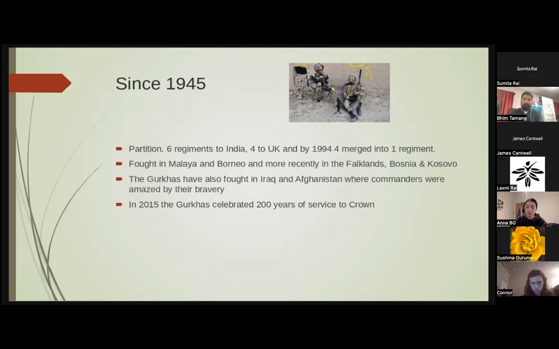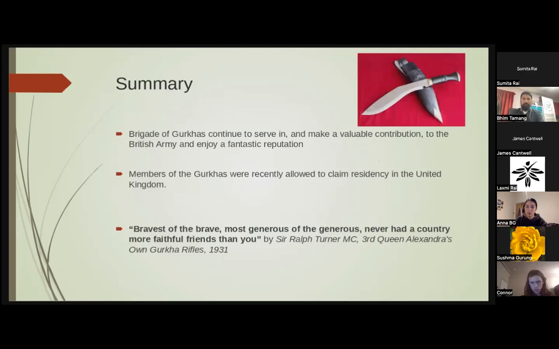And as I mentioned, in 2015 we just celebrated 200 years of service and friendship between the Gurkhas and the UK. So I would say that the Brigade of Gurkhas continue to be one of the best infantry units in the British Army. They enjoy a fantastic reputation both here and abroad. As Bim will go on to explain, they were recently given permission to claim residency in the United Kingdom, which is why this charity was eventually formed.